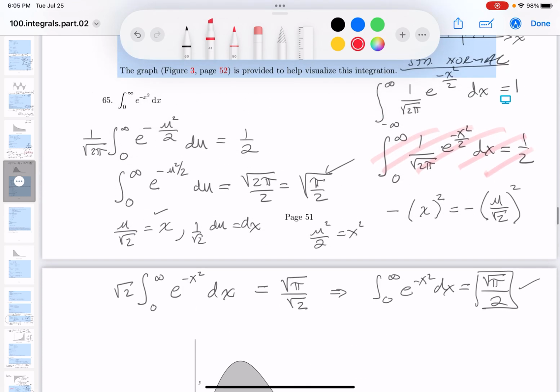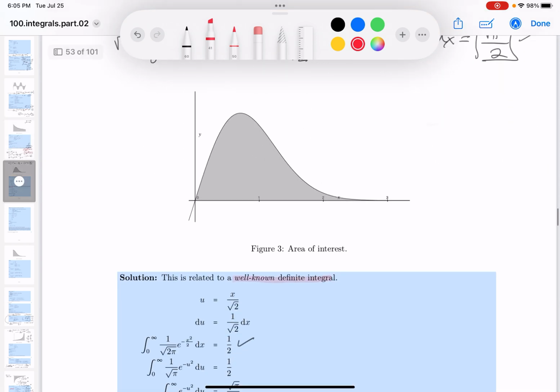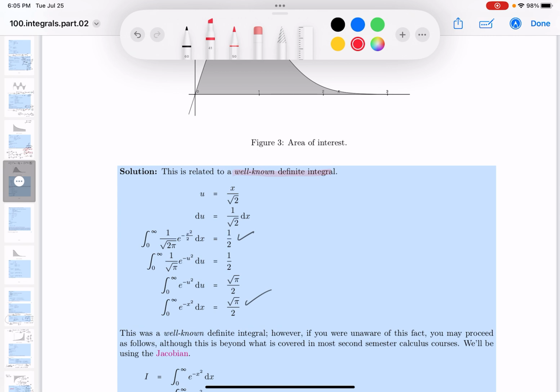So what was the well-known definite integral? It's the standard normal, very well known. It's one that you probably should know about. Now, I'm not going to say you must remember that, but if you take enough statistics, you'll remember that, all right?